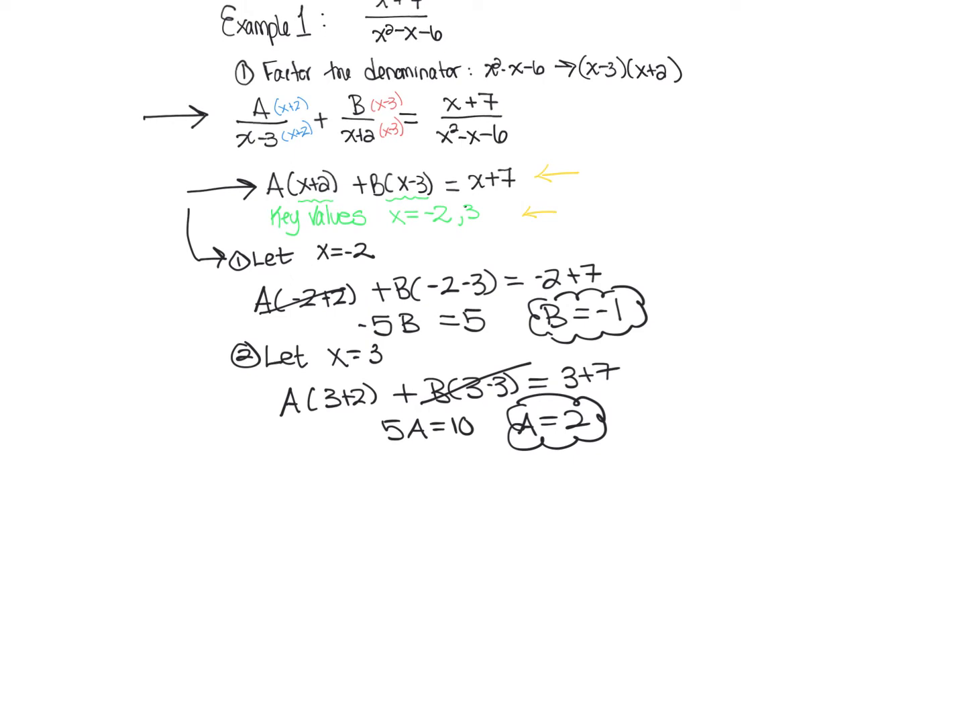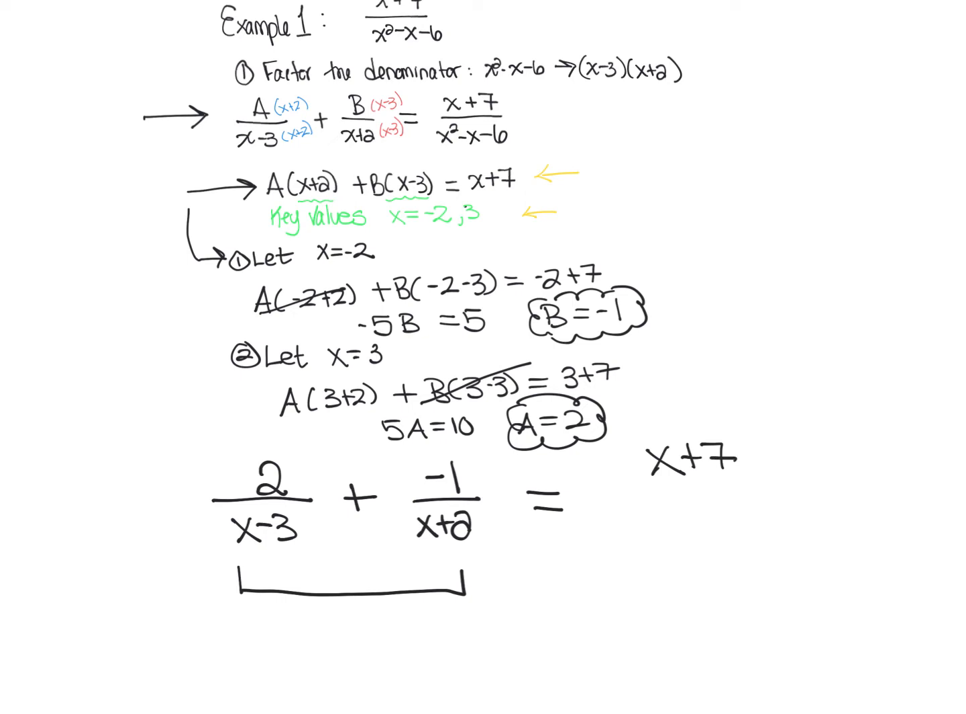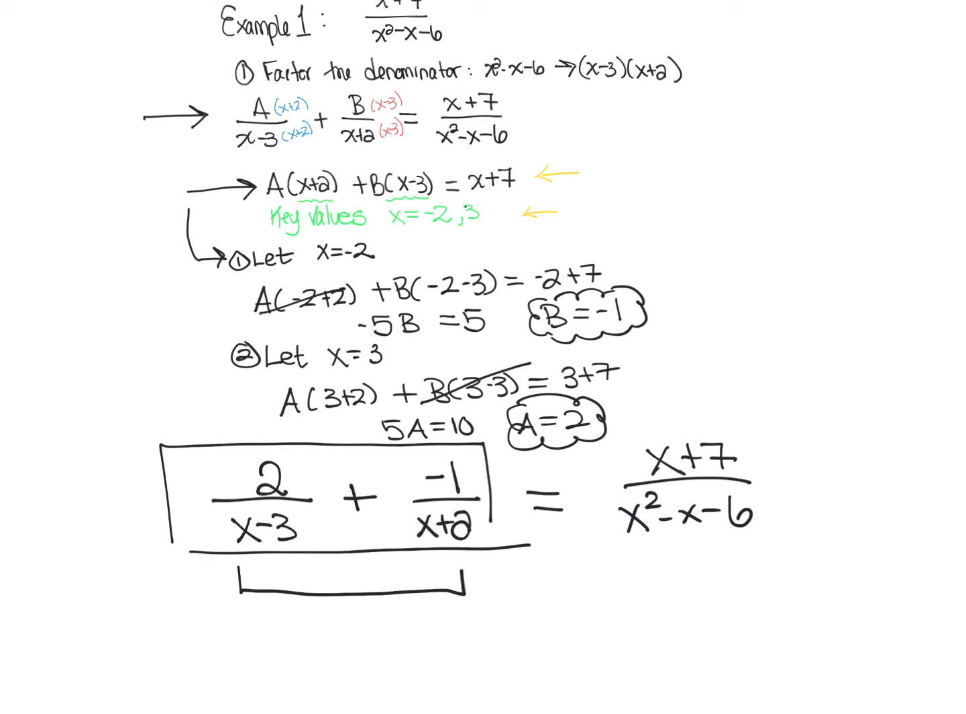I know that a is 2, so I have 2 over x minus 3 plus b, which was negative 1, over x plus 2. And these are my partial fractions that decomposed the x plus 7 over x squared minus x minus 6. So these things right here are your final answers. So let's try another example, but maybe a little bit more difficult.